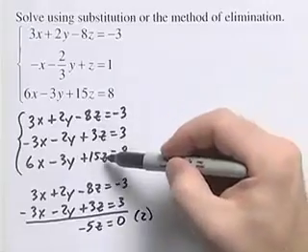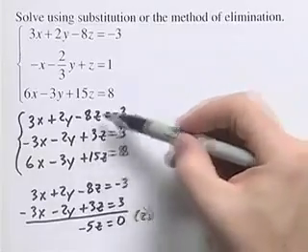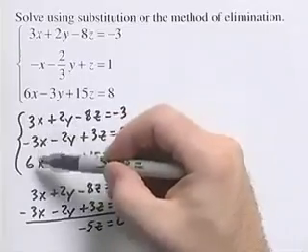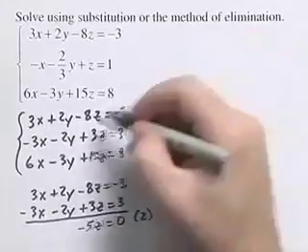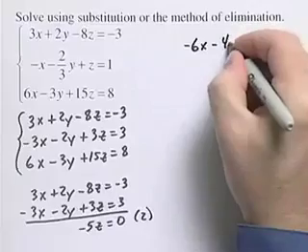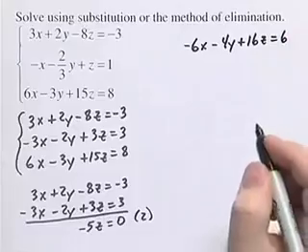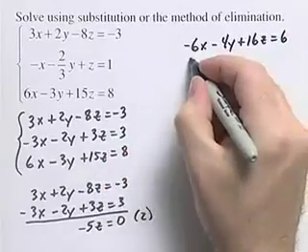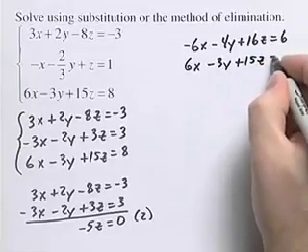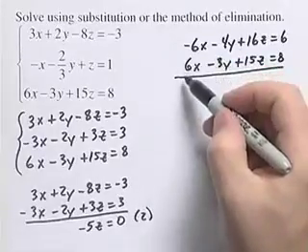Next thing we'd like to do is eliminate the variable x from the third equation. To do that, we're going to multiply our first equation by negative 2. That'll give us coefficients on x that have opposite signs but the same absolute value. If we multiply by negative 2, we'll get negative 6x minus 4y plus 16z equals 6. We're going to rewrite our third equation, 6x minus 3y plus 15z equals 8. Since our coefficients are the same except for the sign, we're going to add these together.